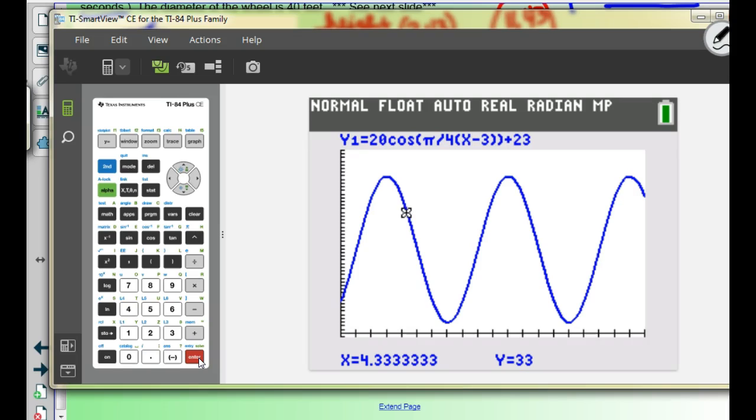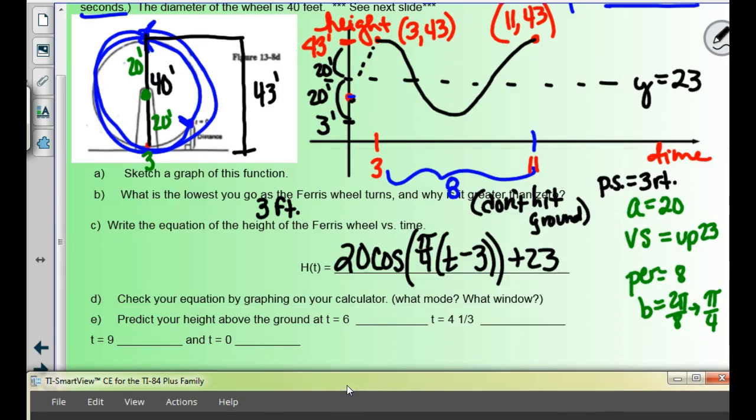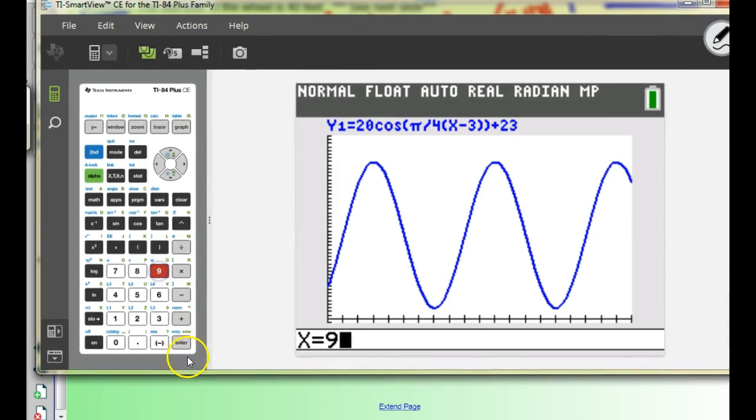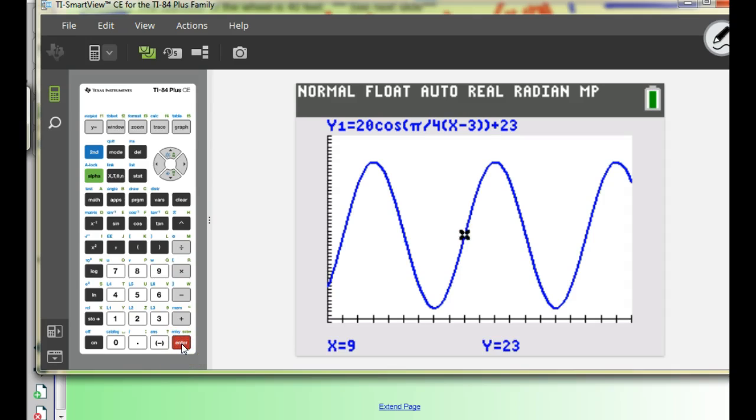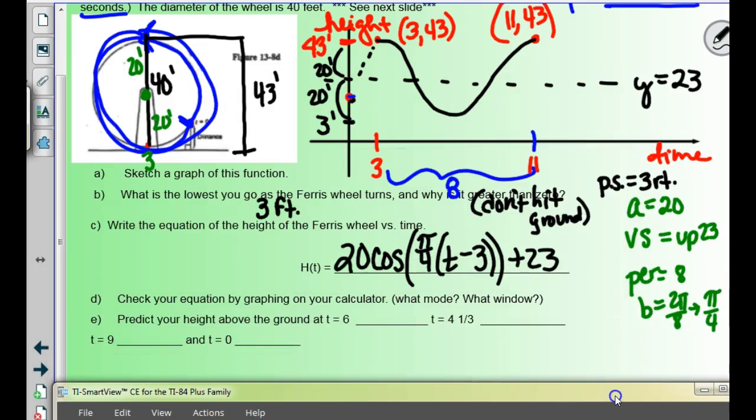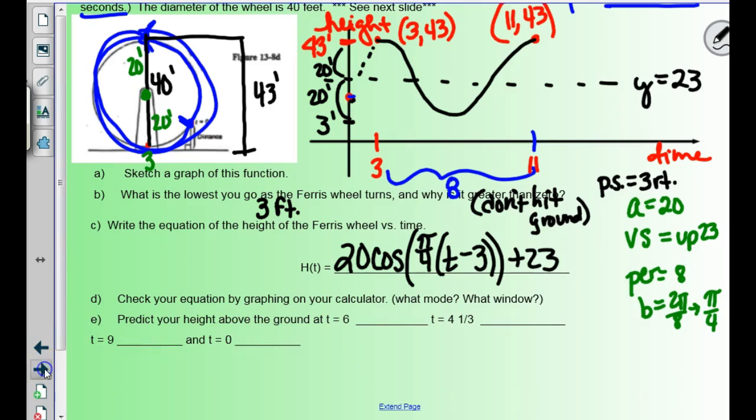Did anybody else get that? We put in 4 1/3. You put in 4.33. You're pretty close to 33. 9. I have 23. And then it asked about 0, didn't it? So when it actually started the ride, in other words, where they didn't put more people on it, he was about 8.8 or 9 feet in the up. Everybody good? I'm going to assume you filled those in.